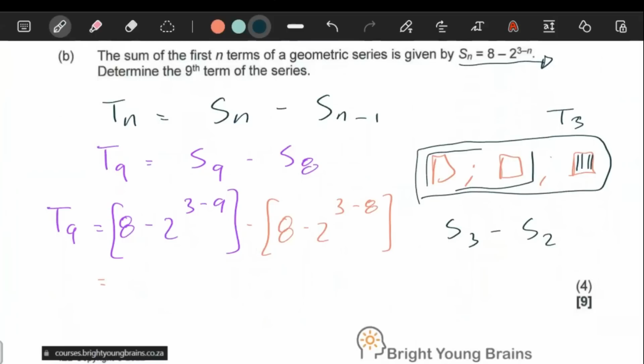Let's see. 8 minus 2 to the power of 3 minus 9, this whole thing, minus 8 minus 2, the whole thing to the power of 3 minus 8. That's like 1 over 64. That's your answer. That's what T9 is. So yeah, it is what it is.